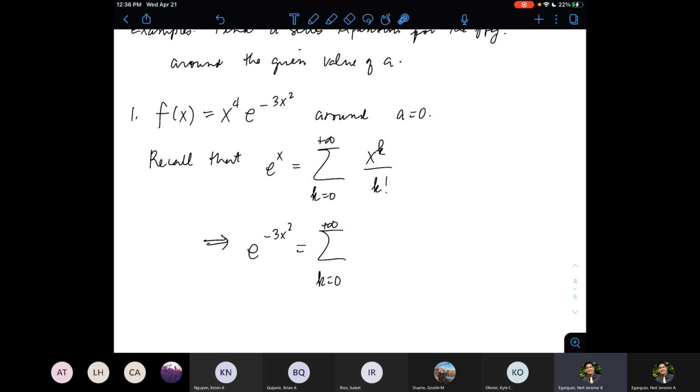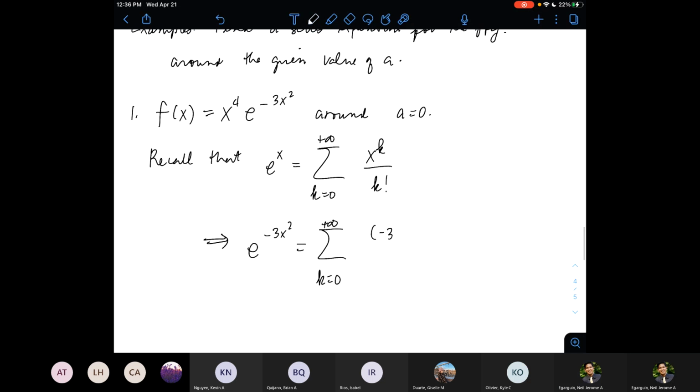What's the difference between the left-hand side? So here we have e to the x. Here we got e to the minus 3x squared. So that means we can get a series expansion by replacing all x's I see here by negative 3x squared, right? So let me do that. Replace all x's by minus 3x squared, all over k factorial. And that's a valid expansion for e to the minus 3x squared, as long as you are in the interval of convergence.